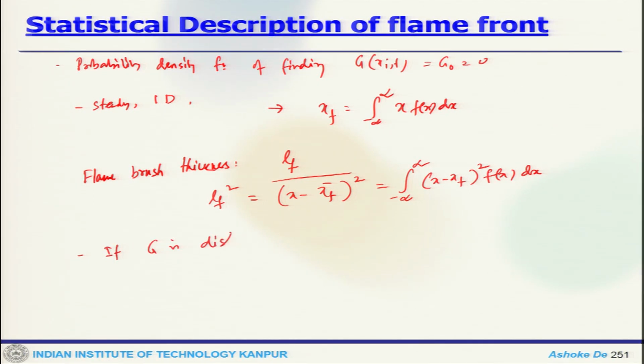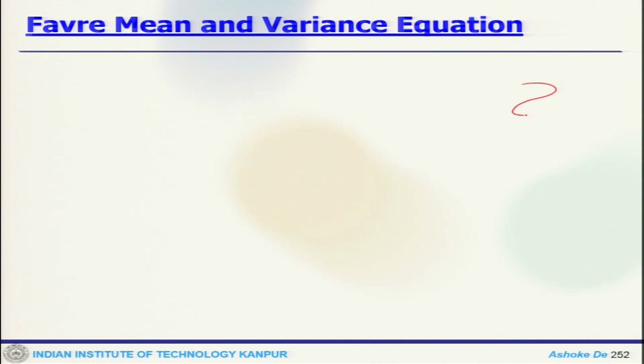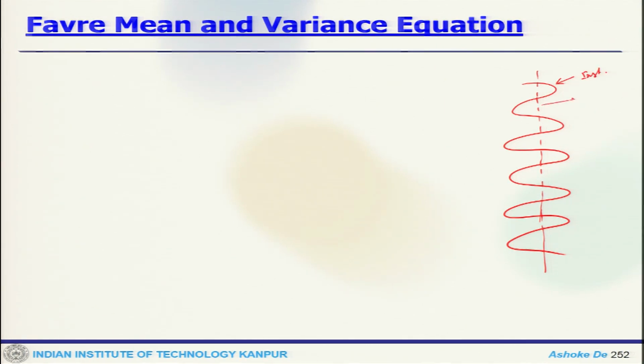If G is a distance function, what we get? G prime is minus (x minus xf). Now this is the flame front, and this is the instantaneous flame front, and then this is the mean. This is instantaneous, this is mean. So one can think about G double prime, and if you see this, this is what is going to happen.